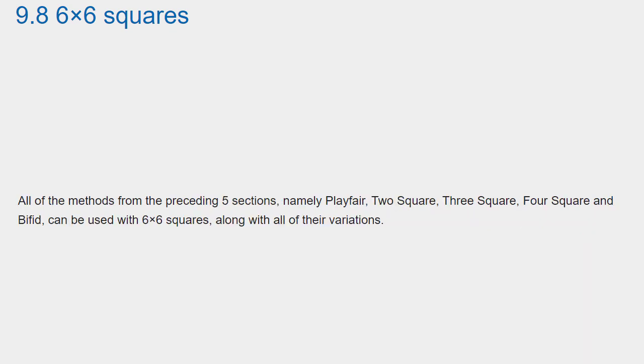All of the methods from the preceding 5 sections, namely Playfair, 2 square, 3 square, 4 square and bifid, can be used with 6 by 6 squares, along with all of their variations.